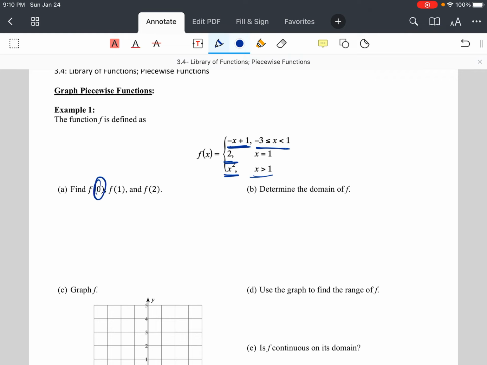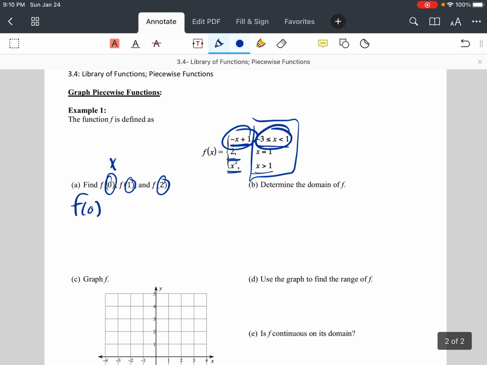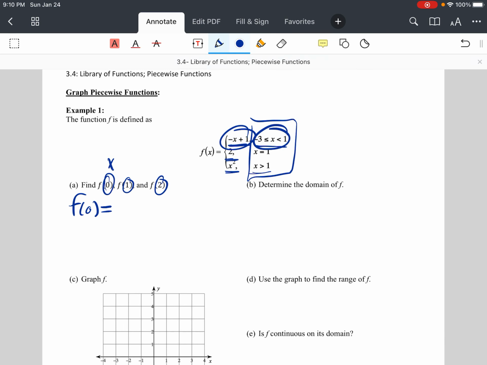Okay, so when we're evaluating these, what we're doing is we're looking at what the x values are, right? So over here we've got x equals 0, x equals 1, and x equals 2. Okay, and we're going to look in our domain to determine where those fit in. So looking at this first one, f of 0, you'll notice that 0 is in between negative 3 and 1. So we're going to plug it in to this equation here. So f of 0 is equal to negative 0 plus 1. Well, negative 0 is just 0, plus 1 is 1. Okay, that's all we're doing here.